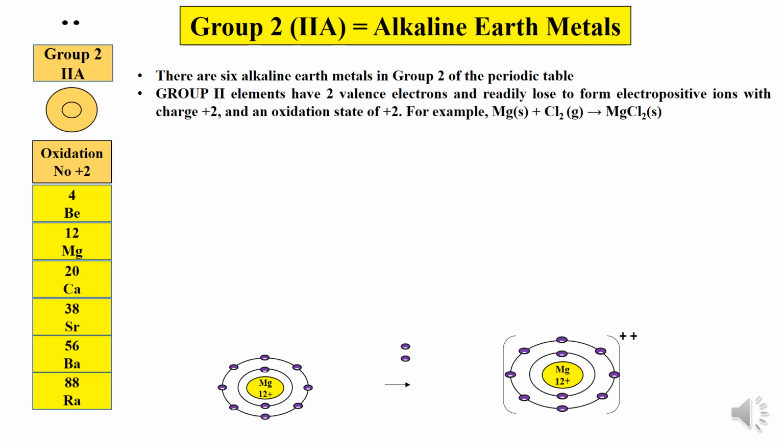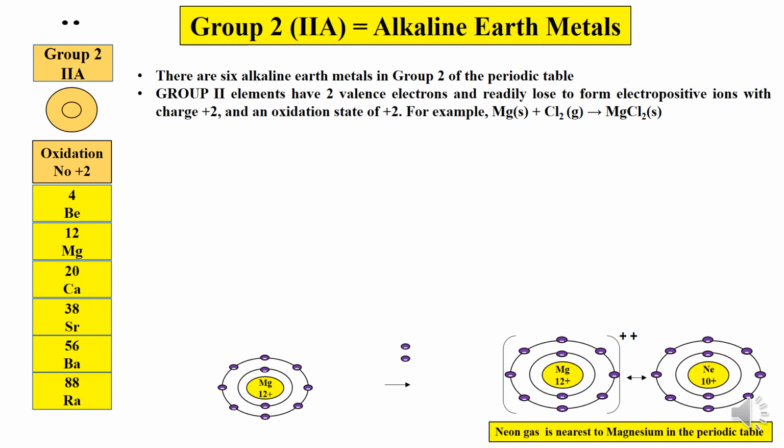So what is the driving force for the group 2 element magnesium to lose its 2 valence electrons? The driving force is to attain the stable electronic configuration similar to that of neon, because neon is the only noble gas nearest to magnesium in the periodic table.